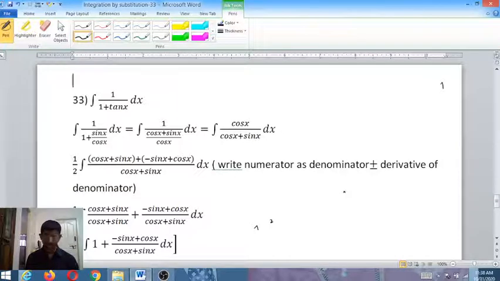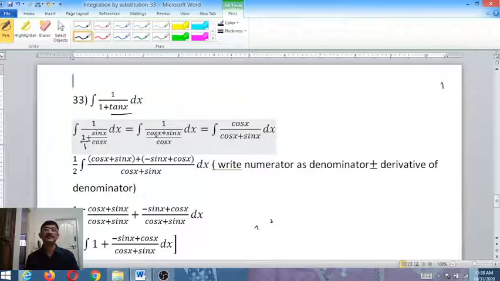Integral of 1 divided by 1 plus tan x. There are 4 problems like this: 1 by 1 plus tan x, 1 by 1 minus tan x, 1 by 1 plus cot x, 1 by 1 minus cot x. You always write this tan x as sin x by cos x. Take out the LCM. This is divided by 1.